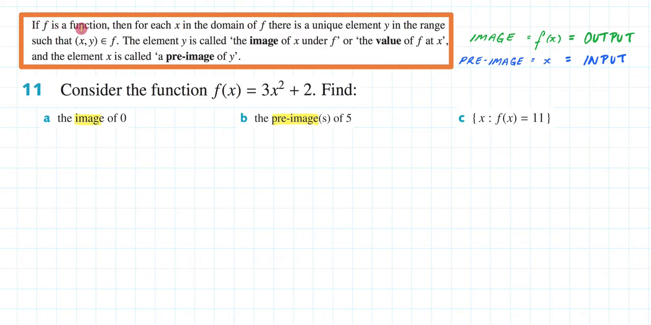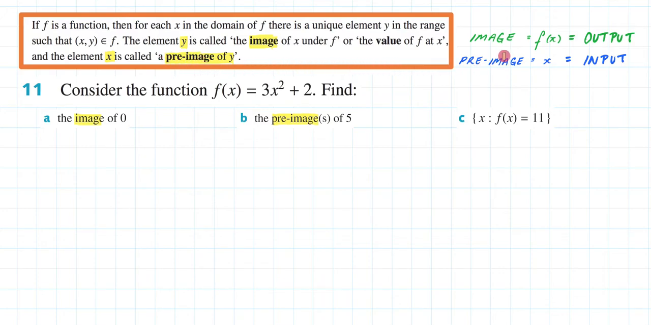If f is a function, then for each x in the domain of f, there is a unique element y in the range, such that (x, y) is an element of f. The element y is called the image of x under f, or the value of f at x, and the element x is called a pre-image of y. So let's note that the element y is an image, and the element x is a pre-image.